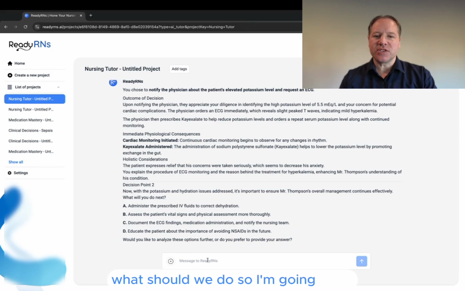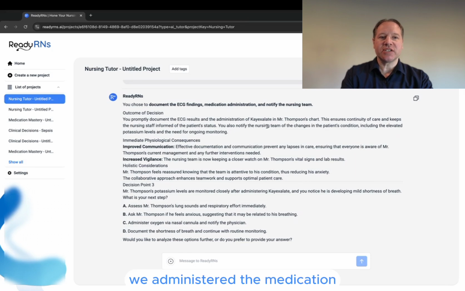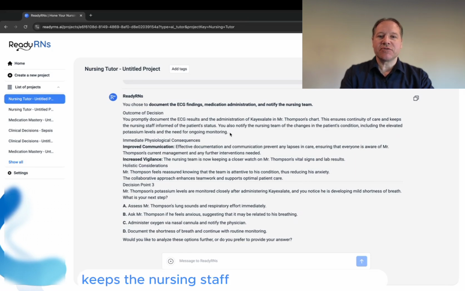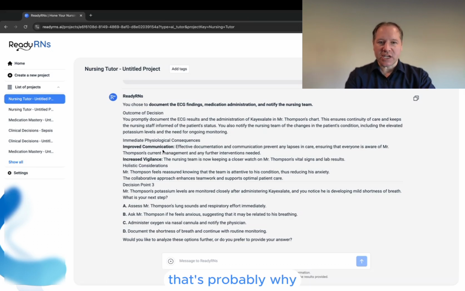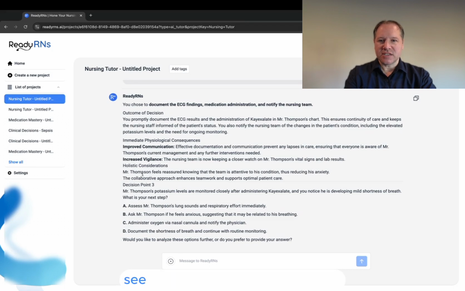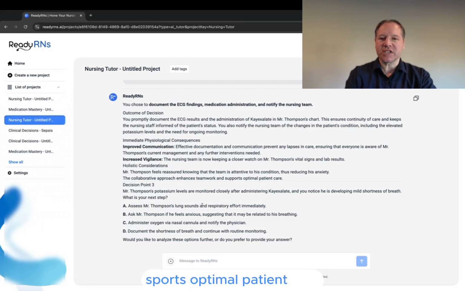So I'm going to go C. All right, it says we promptly document the EKG, we administer the medication, and keep the nursing staff informed of the patient's status, and because it's kind of a critical time, that's probably why. And let's see, Mr. Thompson feels reassured knowing the team is attentive to his condition, thus reducing his anxiety. The collaborative approach enhances teamwork and supports optimal patient care.